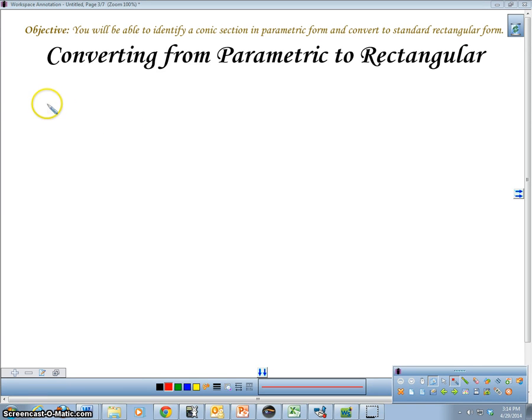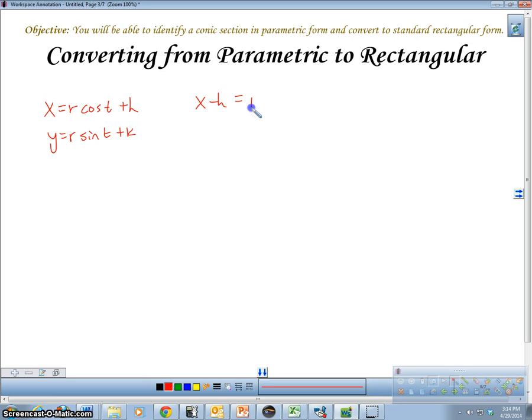Alright, so we're going to go with x equals r cosine t plus h, y equals r sine t plus k. I'm going to first subtract h and subtract k, so I have x minus h equals r cosine t, and y minus k equals r sine t. Square everything. So I have x minus h squared equals r squared cosine squared t, and y minus k squared equals r squared sine squared t. Add them together.